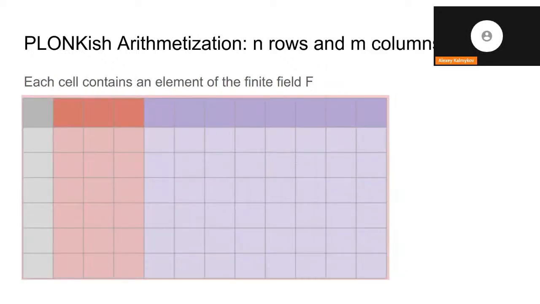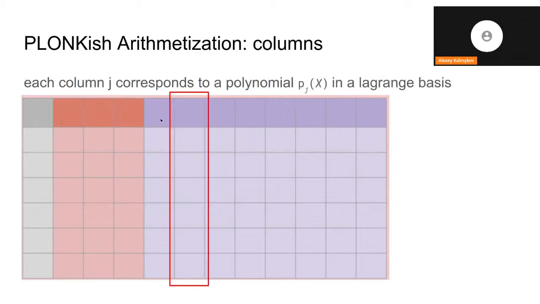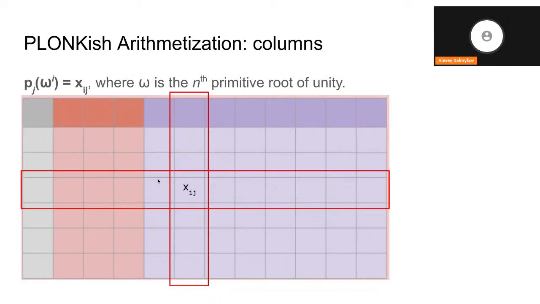Okay, so as a result of the Plonkish arithmetization, Halo2 constructs a large matrix with n rows and m columns, and each cell of this matrix contains an element of the finite field. The columns correspond to the polynomials that we have in the Lagrange basis, and the rows are indexed by the primitive roots of unity that we discussed. So if we take the polynomial for the column j and we put the omega i, which is the ith root of unity, we're going to get the value, evaluating this polynomial at a value contained in the cell x, y, j. So ith row and jth column.